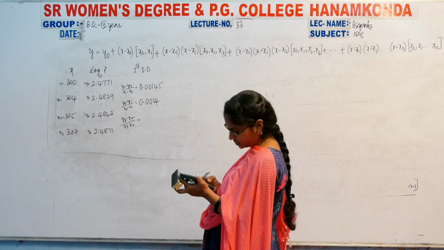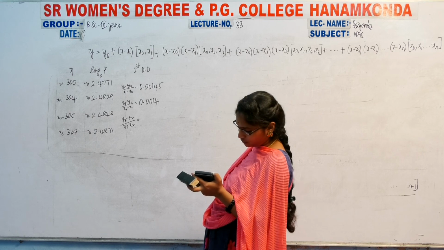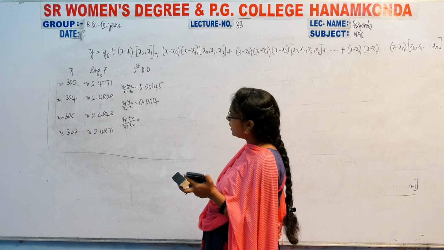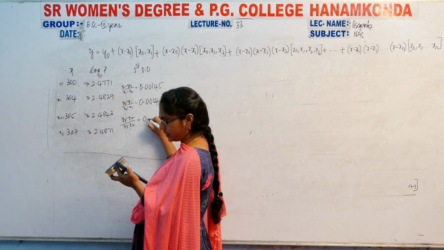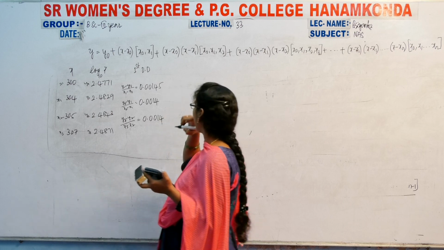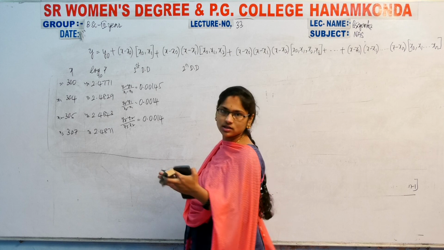Okay, next y3 minus y2 by x3 minus x2. Now 2.4871 minus 2.4843 divided by 2, we get 0.0014.